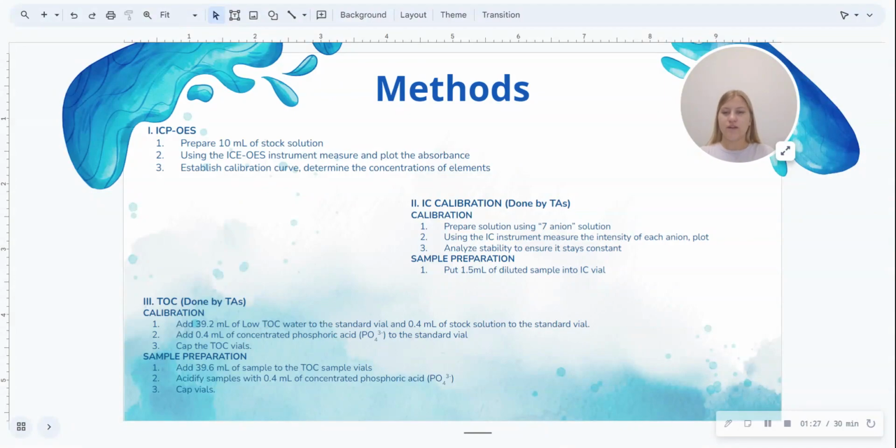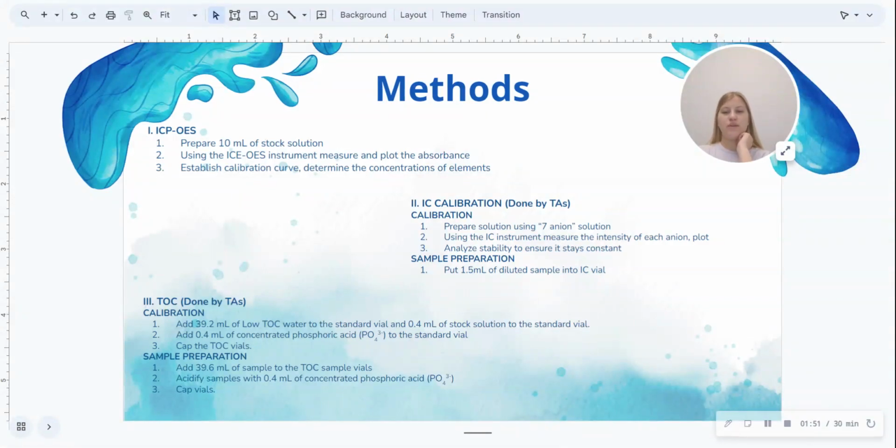The third experiment was a TOC, also partly done by the TAs for calibration. You had to add 32.9 milliliters of low TOC water to a standard vial and add about 0.4 milliliters of stock solution to the vial. Next, we added 0.4 milliliters of the concentrated phosphoric acid to the vial and put a cap on.